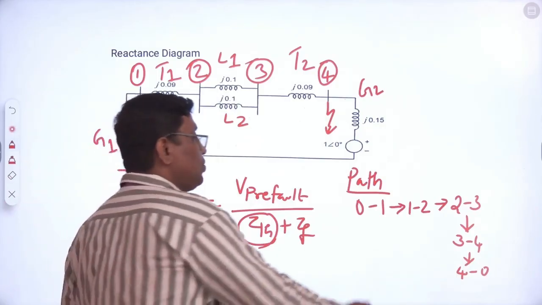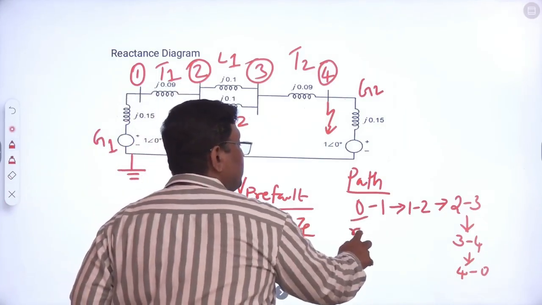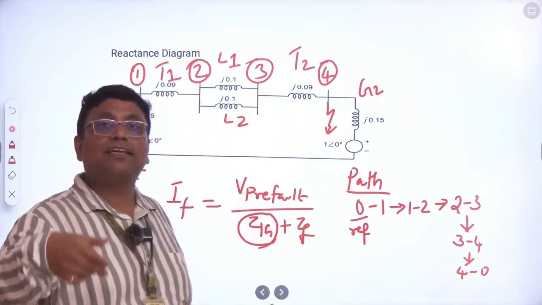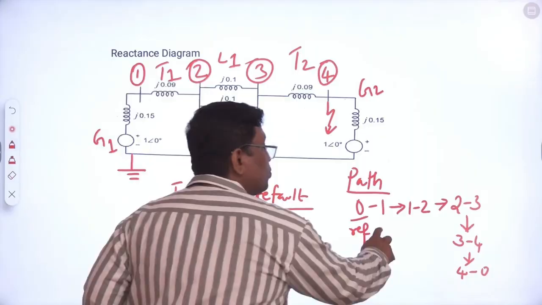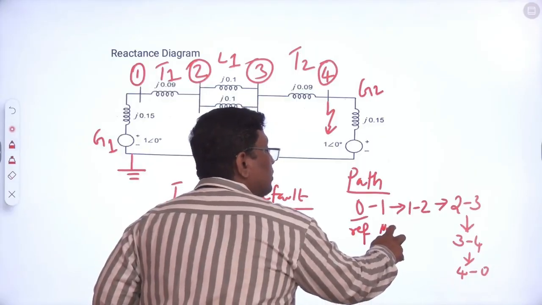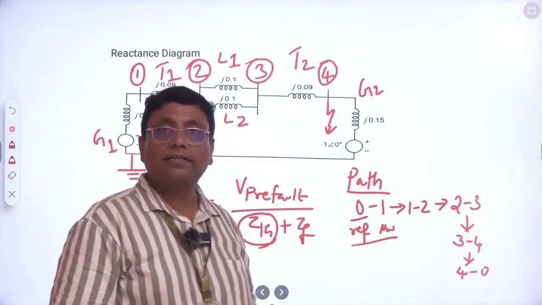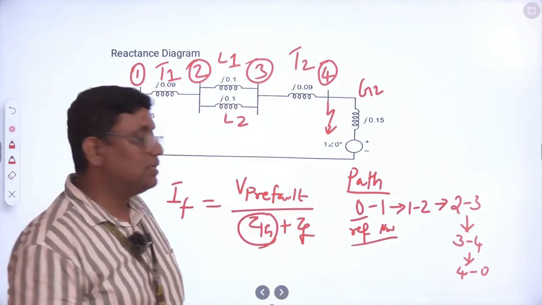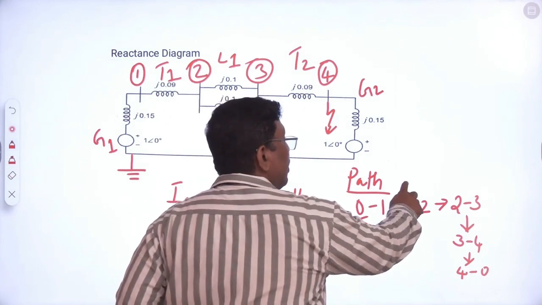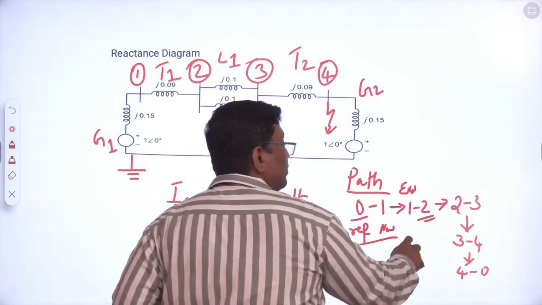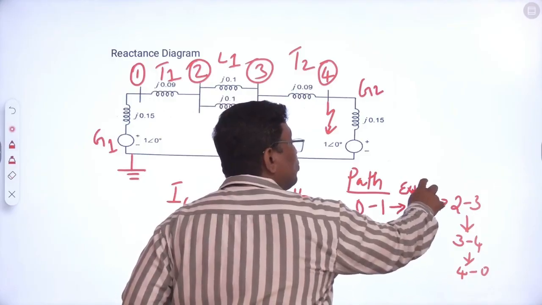Clear? So 0 is the reference bus. So bus number 1, initially it is nothing but a new bus. So reference to new. The second case, step number 2, the bus 1 is now converted into existing type. Bus 2 is the new one. So here it's nothing but the existing to new case.